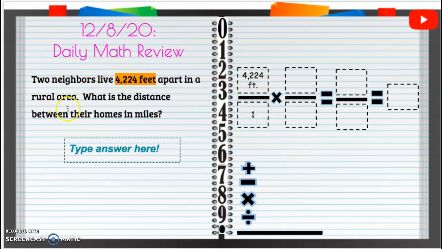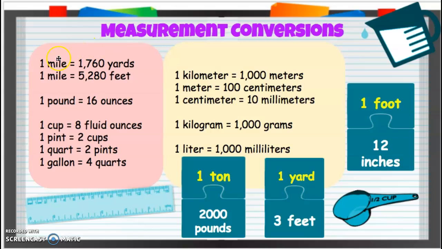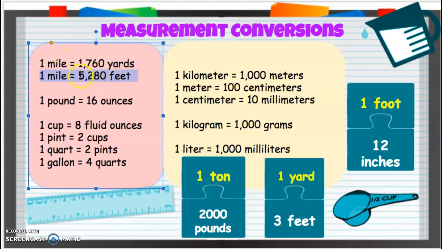Now, what are we trying to get it to? We're trying to get it to miles. So we're trying to convert it to miles. And down here, we're trying to get rid of feet. We're trying to convert to miles. So let's look back to our handy-dandy reference sheet. So miles and feet. So we have 1 mile. Here's 1 mile. And feet, 5,280 feet.